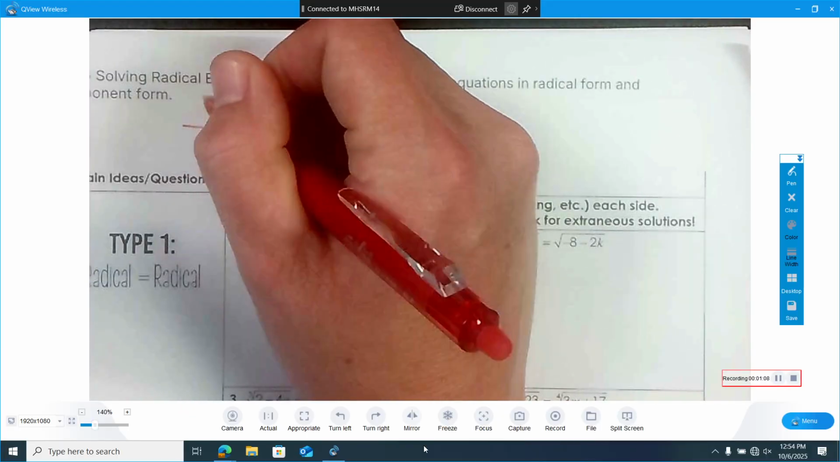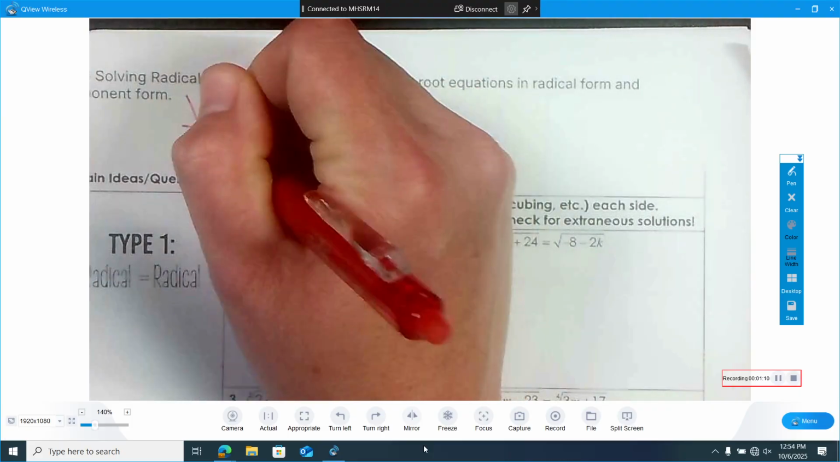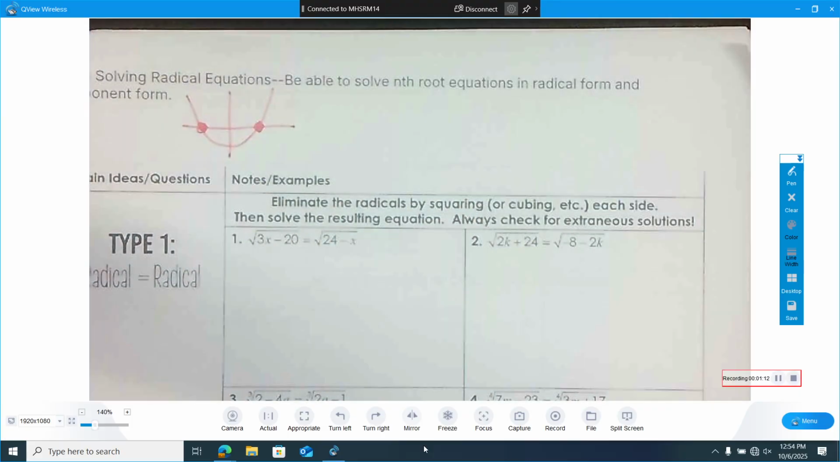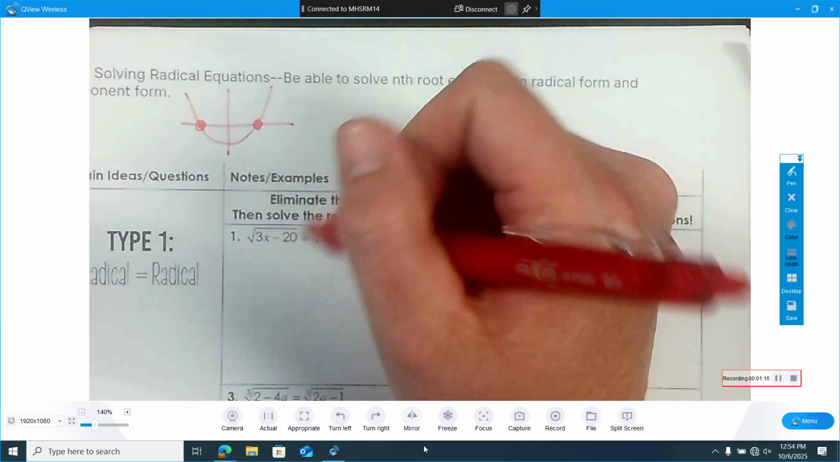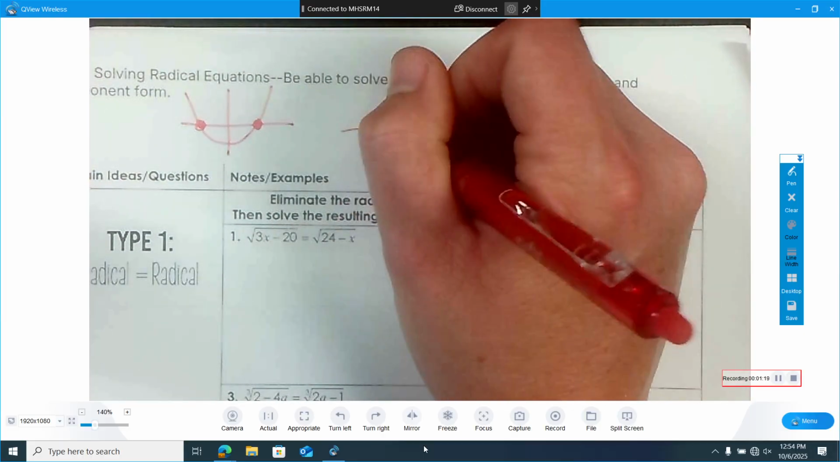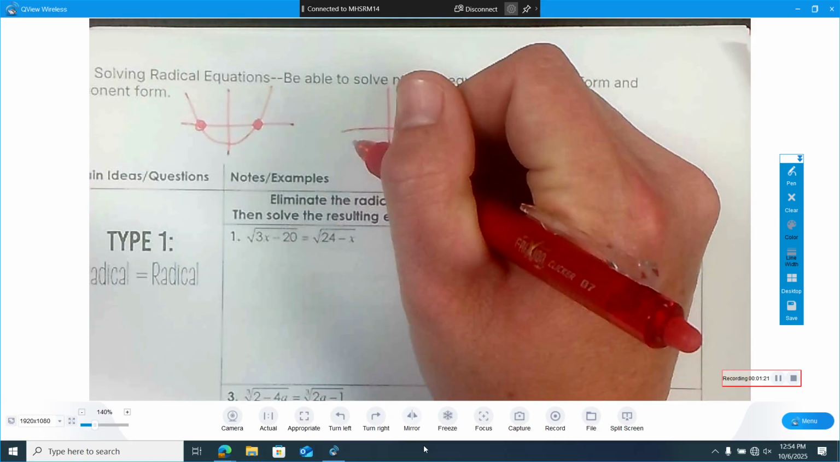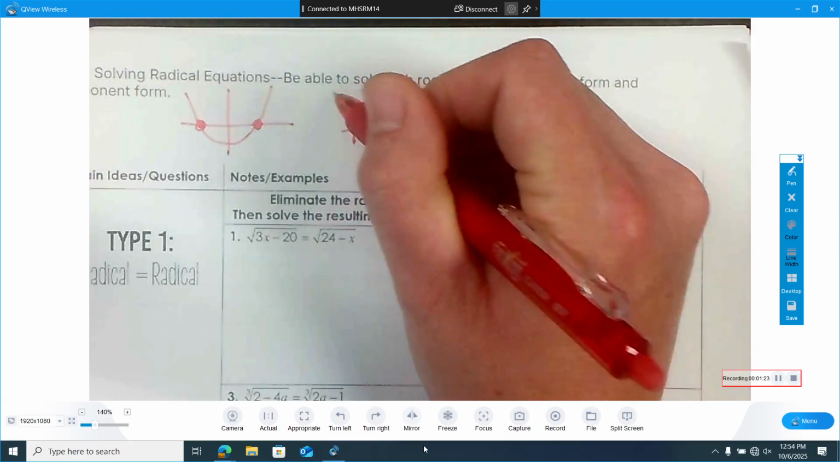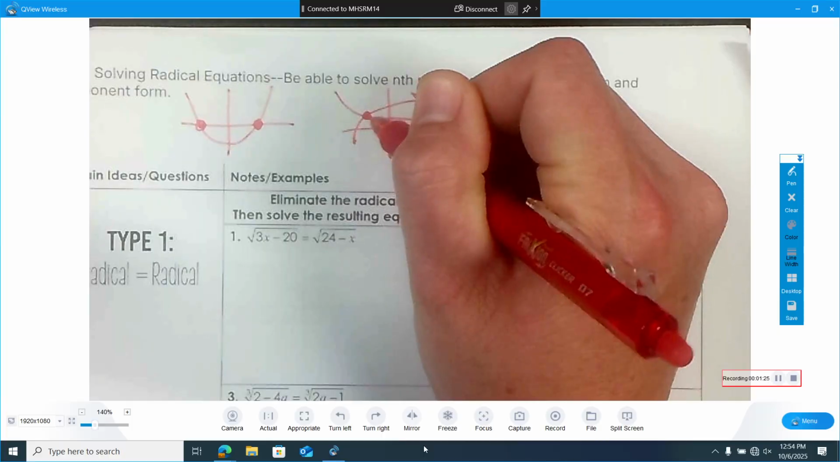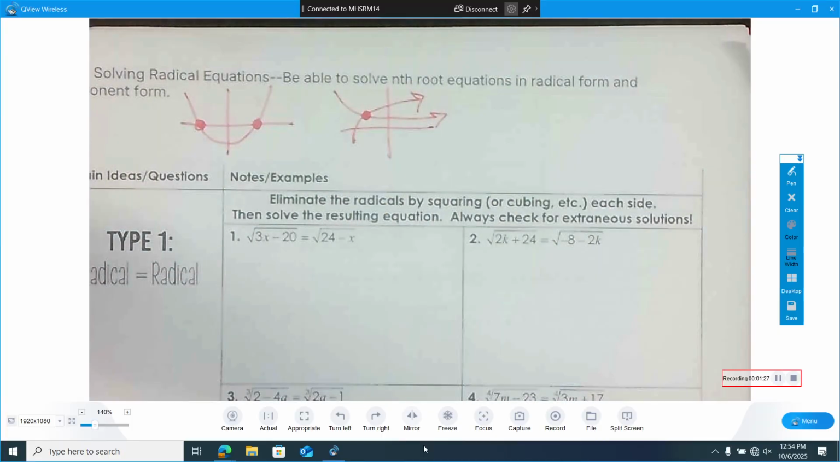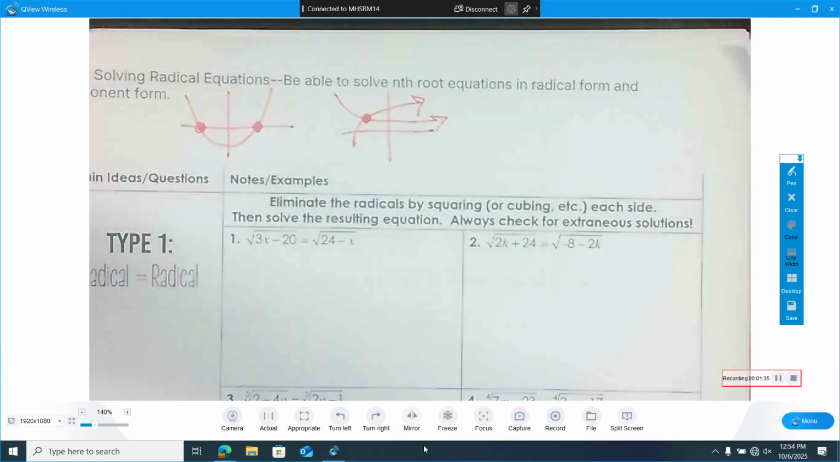We're either finding where something is equal to 0, so we're finding the x-intercepts, maybe. Or maybe we're looking at functions, and these are little square root swoop graphs, and we're seeing where these two functions intersect. So when we're solving, we're either finding intersections of two curves, or we're finding x-intercepts, depending on how that equation is set up.